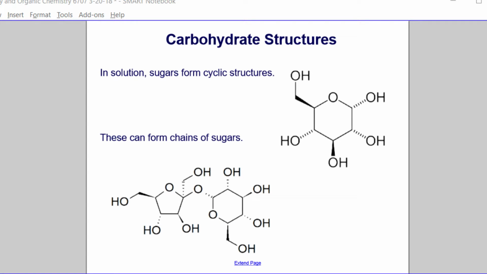In solution, because carbohydrates are soluble, when you put them in water, those sugars form cyclic structures like you see here. And those cyclic structures can form chains of sugars, as in the disaccharide you see in the bottom left corner, or in a polysaccharide of many monomers.